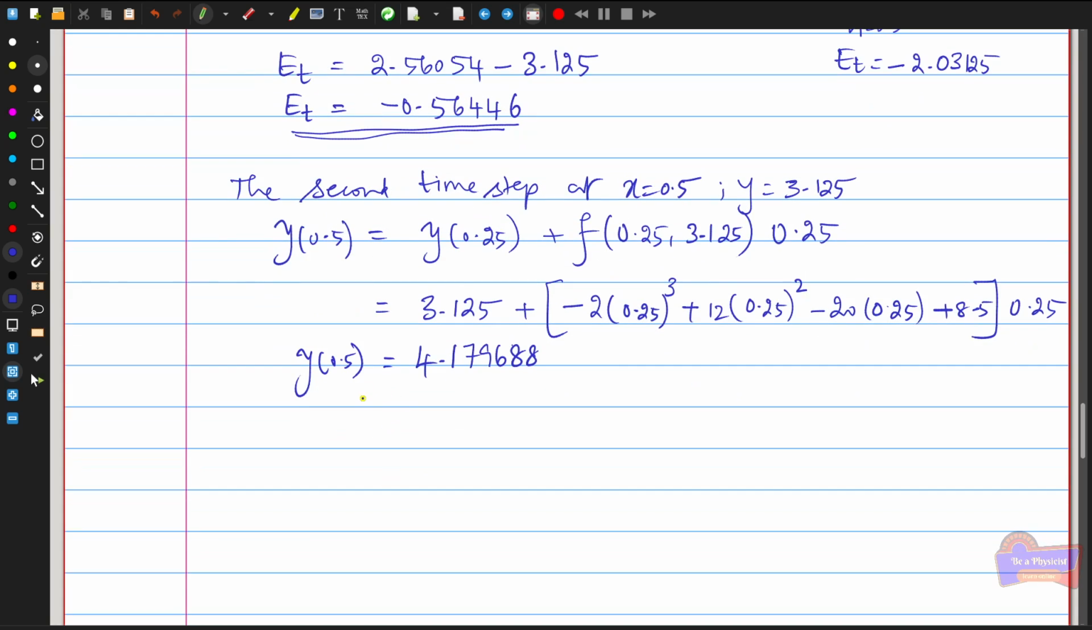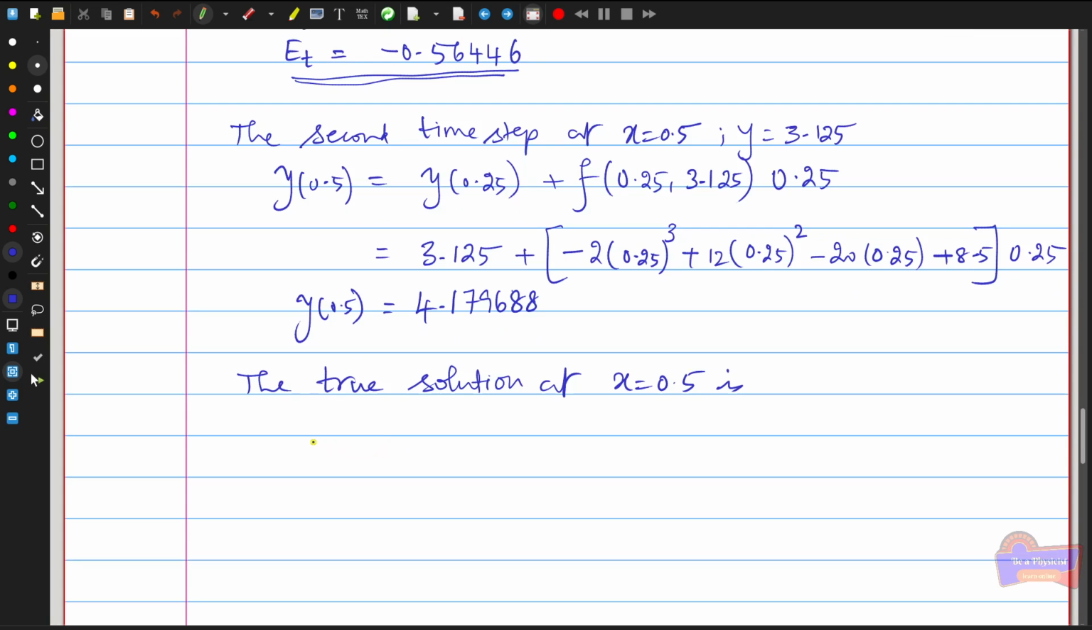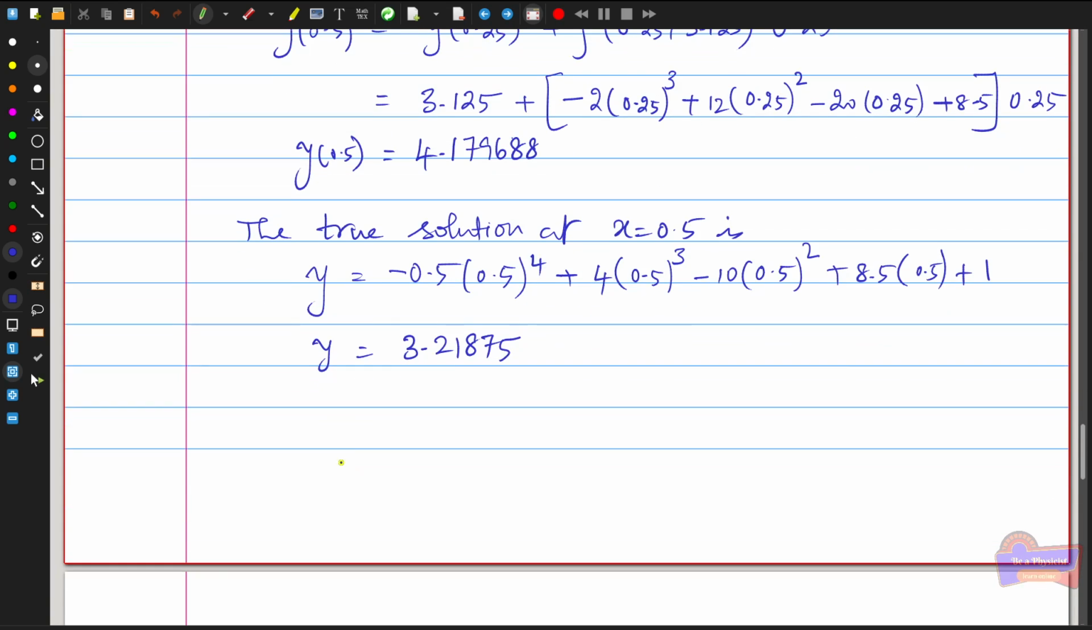Again, I can calculate the true solution. The true solution at x equal to 0.5: y is equal to minus 0.5 times 0.5 to the power 4 plus 4 times 0.5 cubed minus 10 times 0.5 squared plus 8.5 times 0.5 plus 1. So the final value of y is 3.21875. Now I can calculate the error again.